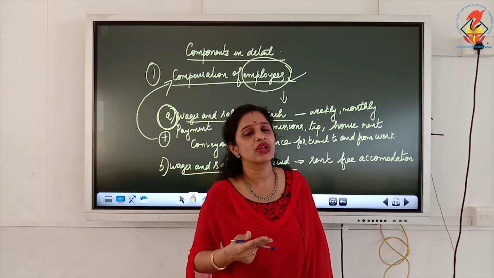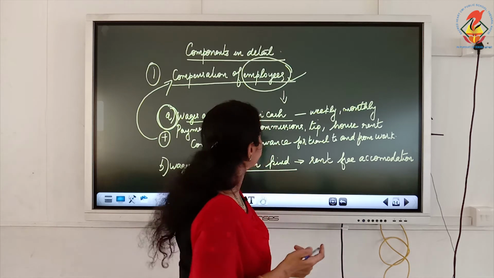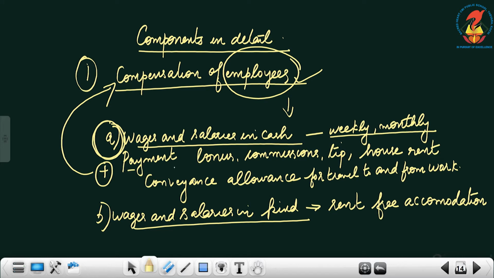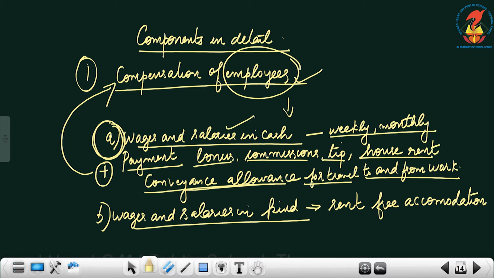Now, let us see what all comes under wages and salaries in cash. Weekly, monthly payment, bonus, commissions, tip, house rent in the form of money, conveyance allowance for travel to and from work. All these come under wages and salaries in cash. These are the components of wages and salaries in cash.